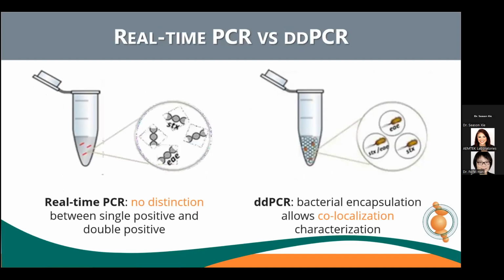So real-time PCR cannot differentiate between a single positive and a double positive, while ddPCR takes advantage of bacterial encapsulation, which allows for detection of co-localization of multiple targets, as we mentioned before, the stx and eae genes within the same droplet. In the next slides, we will present graphs comparing the difference.